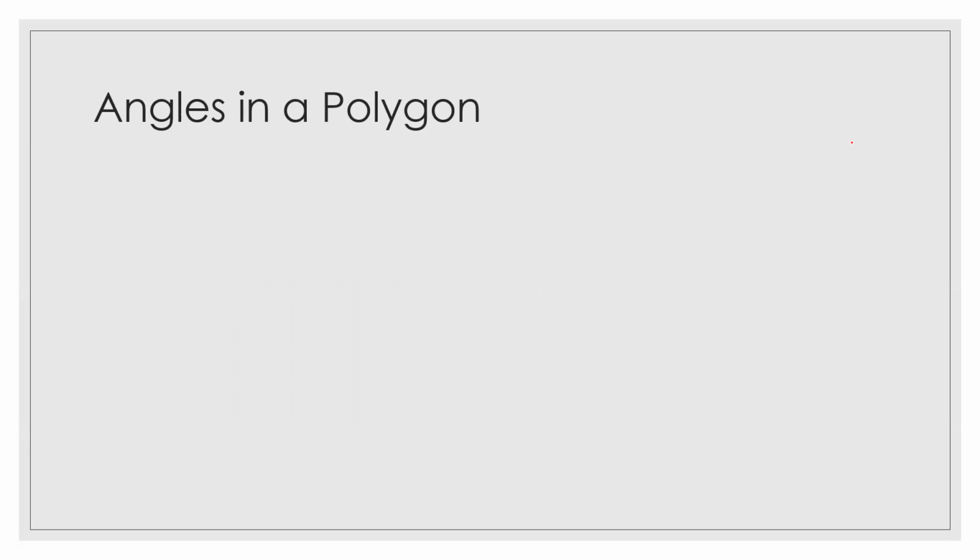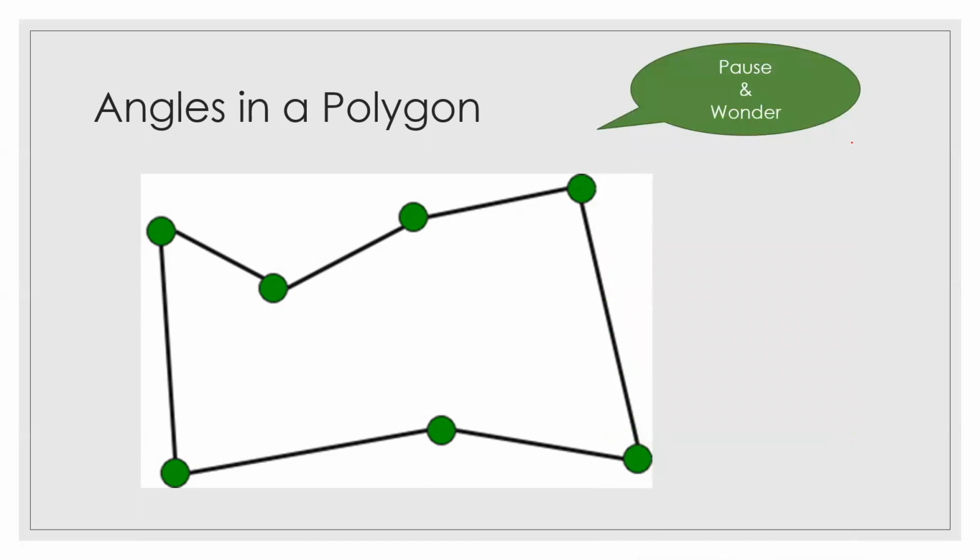Now, let's take a look at the angles inside a polygon. So let's pause and wonder a little bit. Where are the angles? We have this one right here, angle 1, angle 2, then we have that one, angle 3, that one, angle 4, and this other one right here, angle 5, and this very wide angle 6, and then this angle 7. The question we want to answer is what is the sum of the measure of all of these angles? So pause the video and think about that.